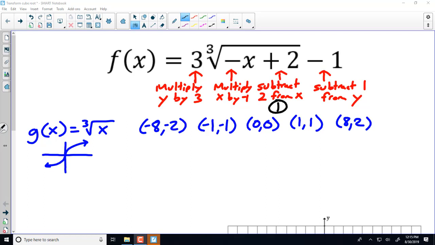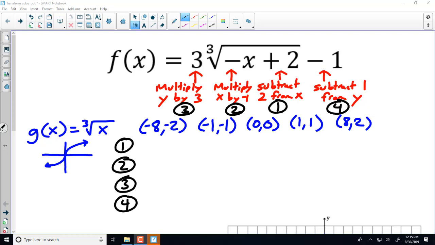We've got 4 things to do. Horizontal shift first, vertical shift last. Finish with the x's before we start the y's. All right, let's rumble. 1, 2, 3, 4. First step, let's subtract 2 from every x value and leave the y's alone.